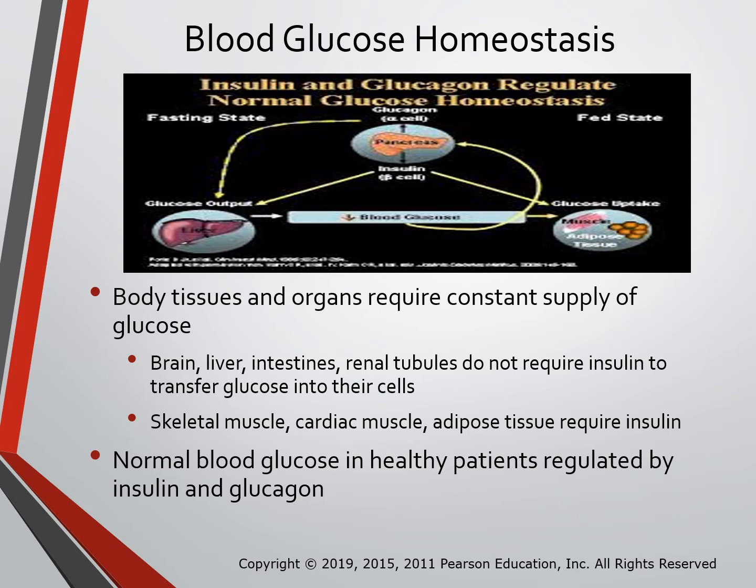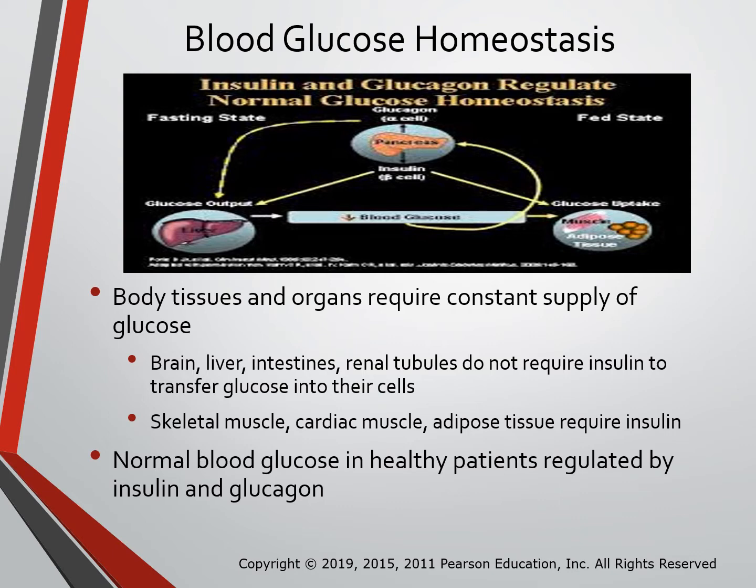The higher your sugar, the more damage it does to your organs. So we want to keep it in a normal range. All body tissues and organs require a constant supply of glucose because that gives us energy. Not all tissues require insulin for glucose uptake. The brain, liver, intestines, and your renal tubules do not require insulin to transfer glucose into their cells. Skeletal muscles, cardiac muscle, and adipose tissue require insulin for glucose movement into the cells.